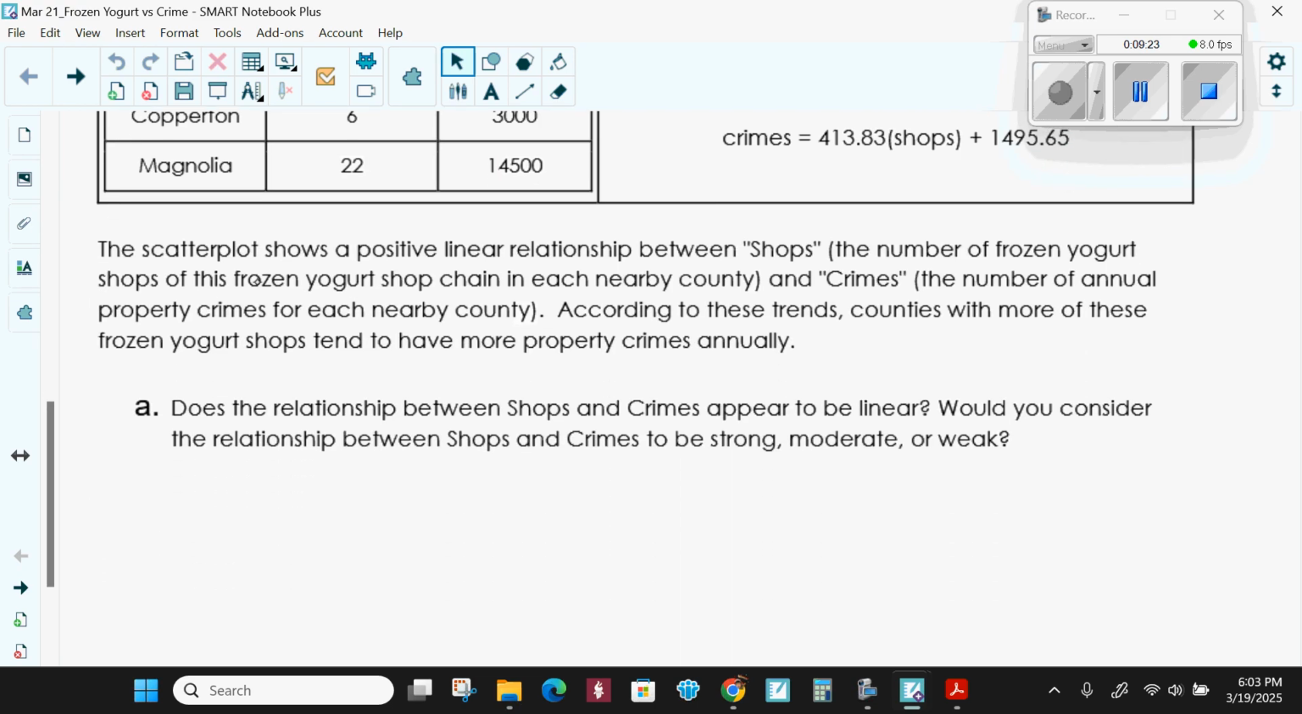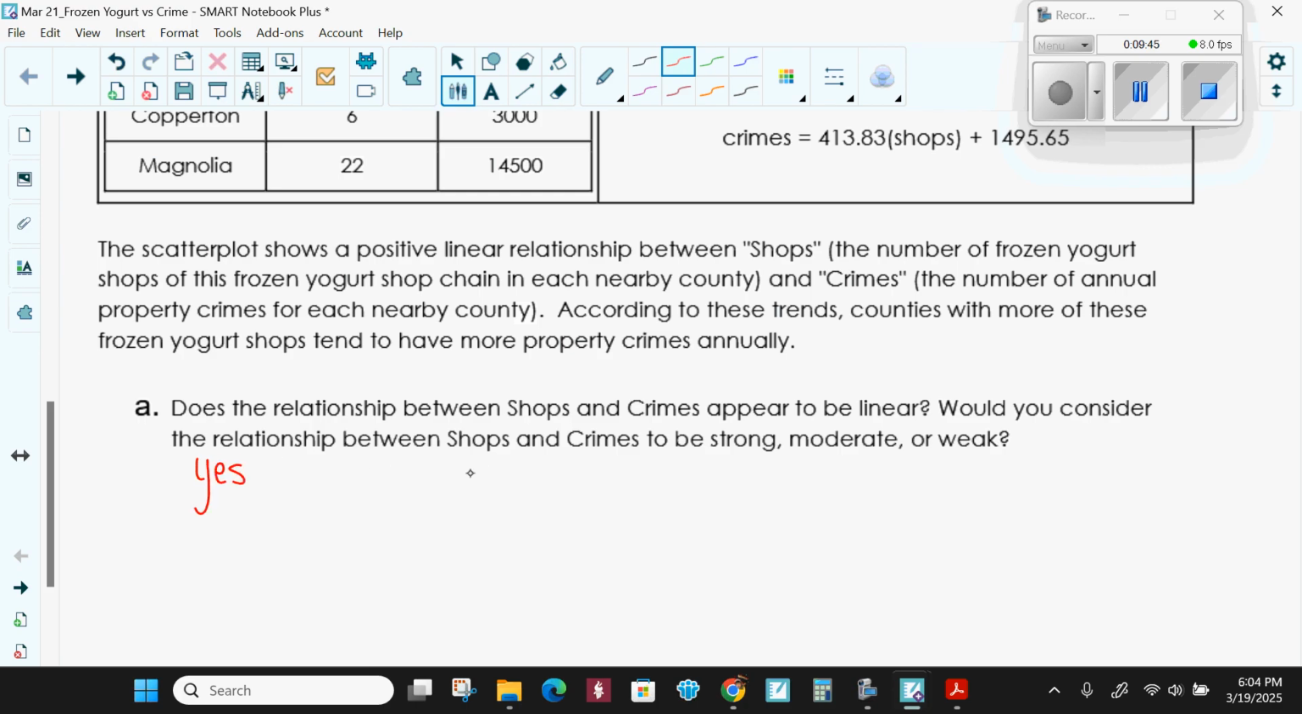Okay, so it shows a positive linear relationship between shops and crimes. According to these trends, counties with more of these programs tend to have more property crimes annually. Does the relationship between shops and crimes appear to be linear? Yes. So yes, it does appear to be linear.